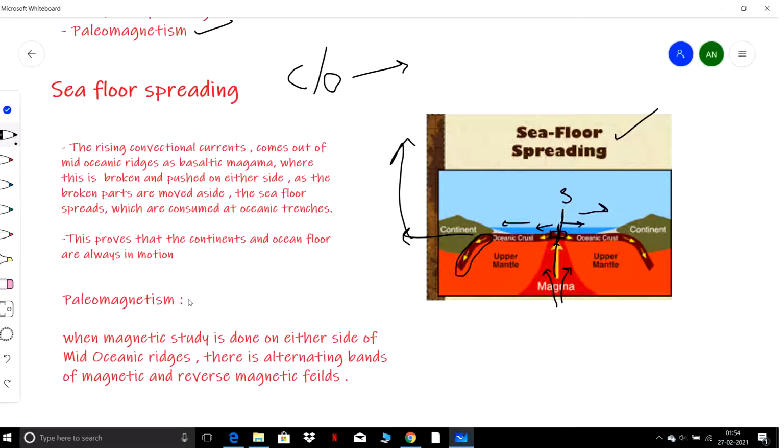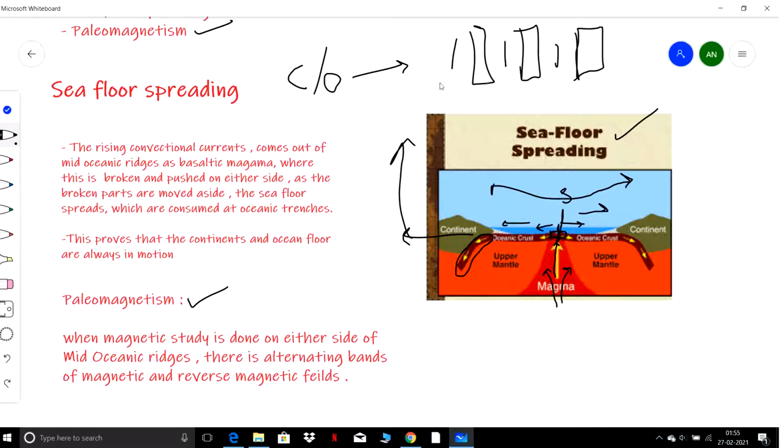With respect to paleomagnetic evidence, when a galvanometer, the instrument used for determining the magnetic field, is moved across the mid-oceanic ridges, an alternating band of magnetic field and reverse magnetic field was found. If the magnetic field of this band is in this direction, the magnetic field of the other band would be in this direction. This is also one of the evidences of plate tectonic theory, and it also proves that the continents have been in continuous motion.